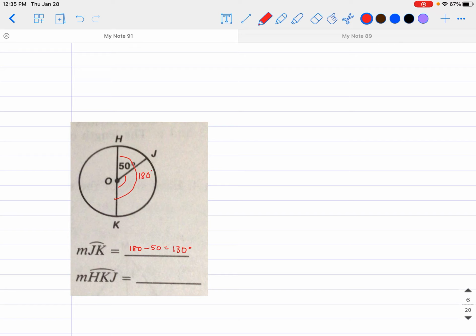And finally, for the last one, HKJ, my fault, HKJ. So that means from here all the way to K, all the way to J, so that's going to be this guy. Well, then that means you're going to be using something similar to what we just did earlier, which is going to be 360 degrees, the whole thing, minus that minor arc of 50 degrees. That makes up HJ, and that would then be equal to what we want, which is the measurement of HKJ, which is 310 degrees. All right, there you go.